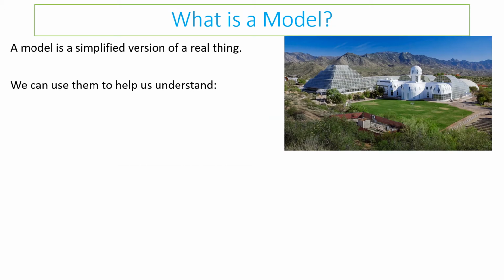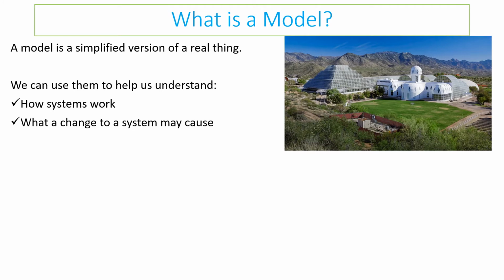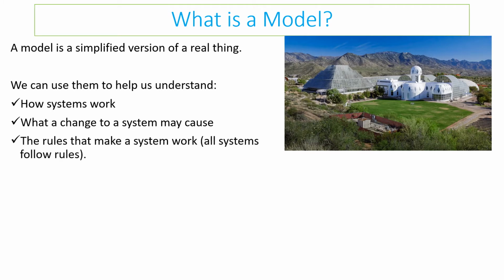Now we're going to be talking about models, and a model is a simplified version of a real thing. So a model may be a simplified version of a system, which helps us understand how a system works, what changes to a system may cause, and the rules that make a system, because all systems do follow rules as to what affects them.